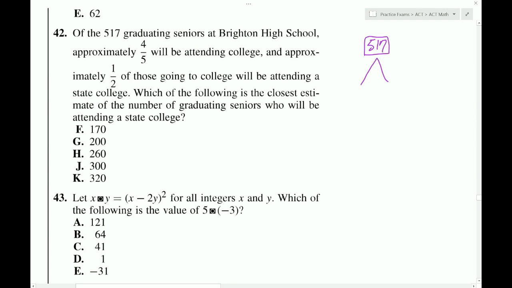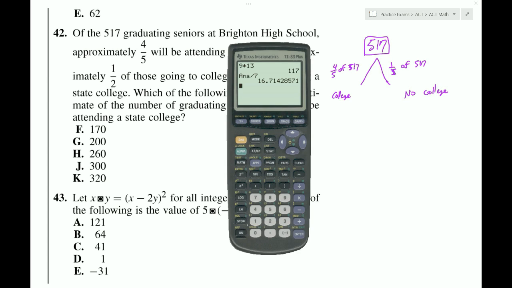Now this 517 is going to be split up into two categories. One category is those who are attending college, and the other category is no college. Okay. Now it looks like 4/5 of 517 is going this route, and then 1/5 of 517 goes this way. And we recall of means times, right? So let's calculate those numbers.